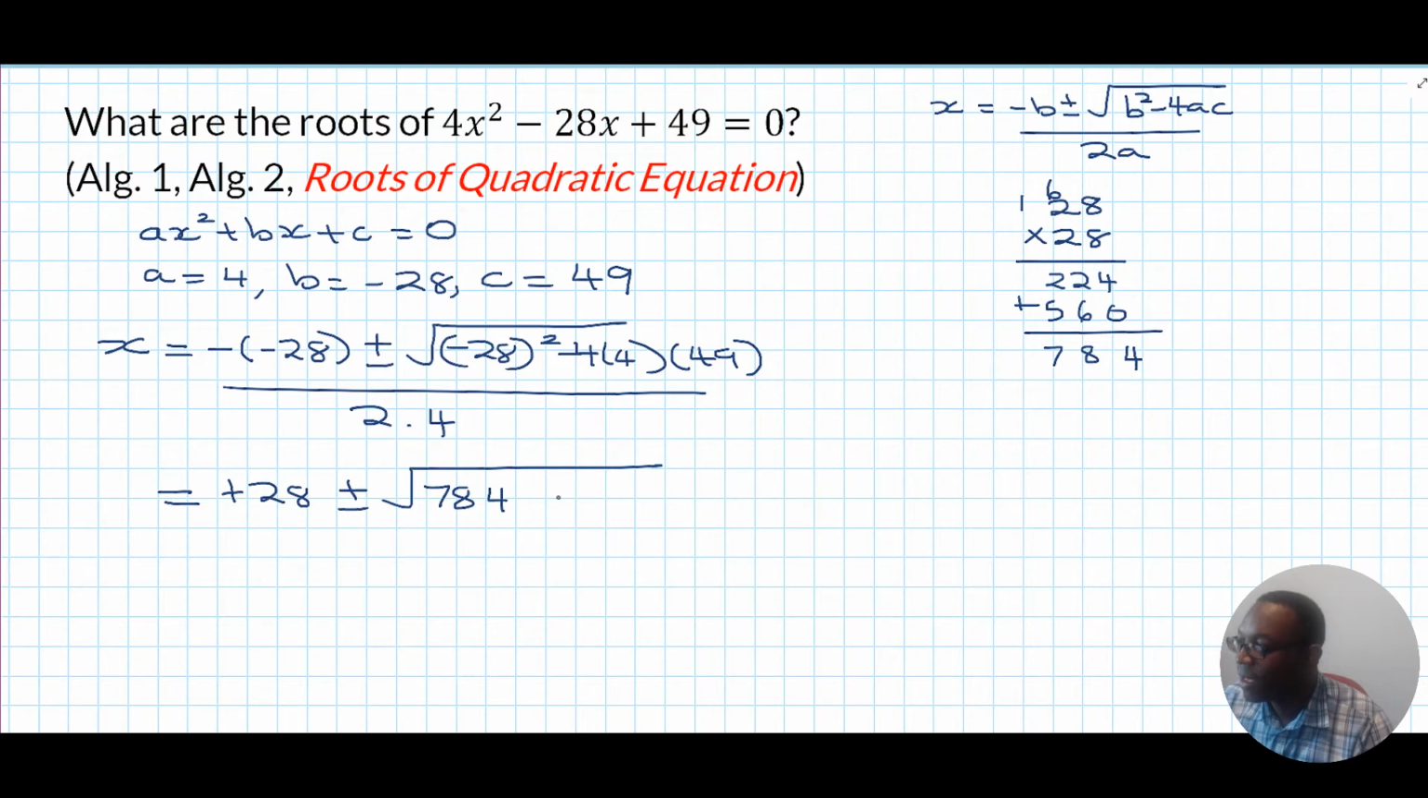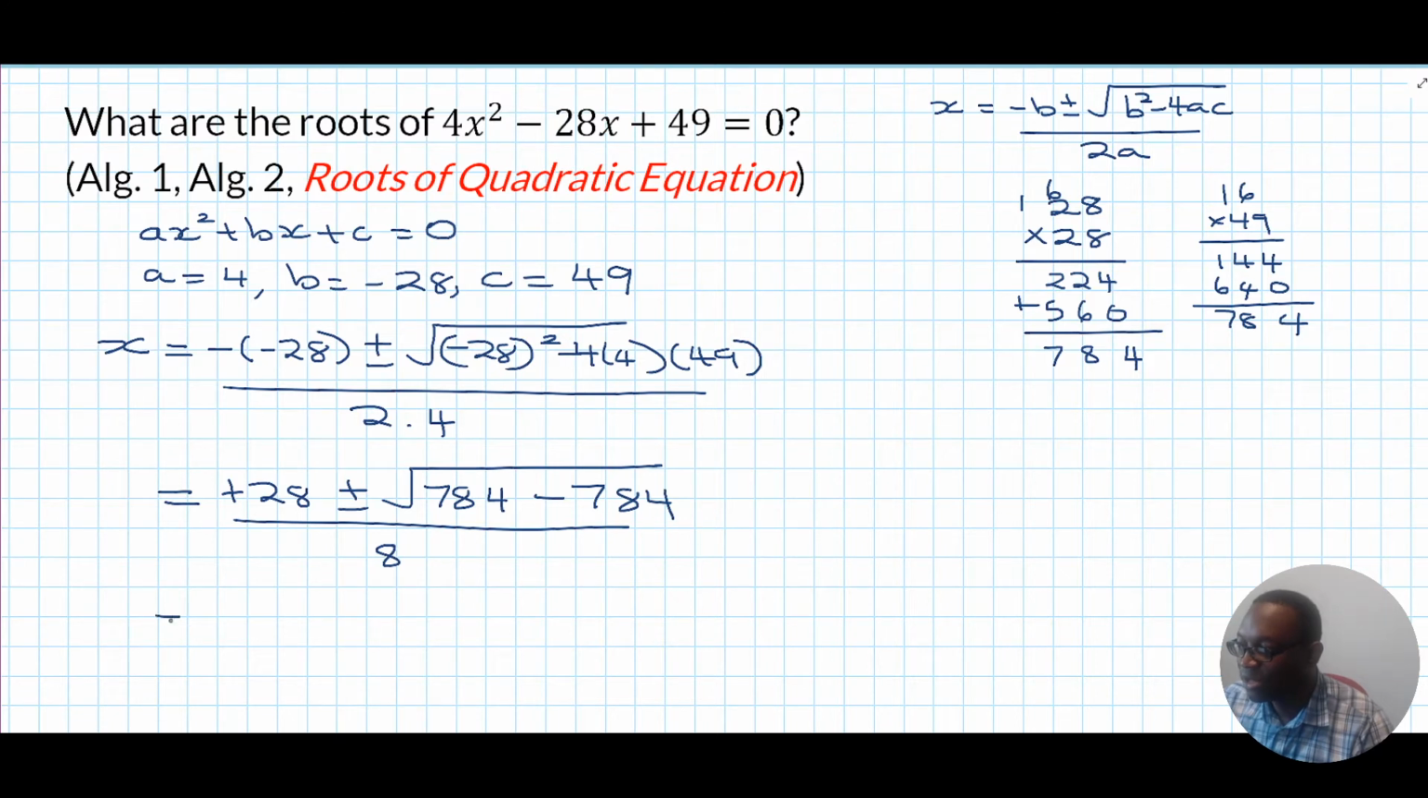784 minus 4 multiplied by 4, 16. 16 multiplied by 49, I'll tell you, it is 784 as well. 16 multiplied by 49 is also going to give you 784. So this is going to be 784. So we have 784 minus 784 divided by 8.